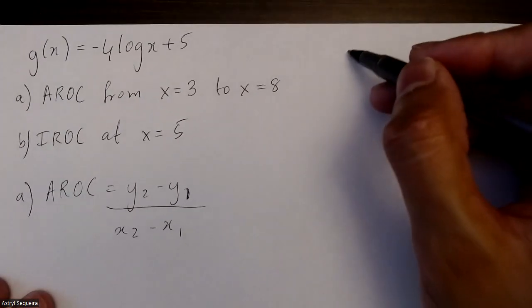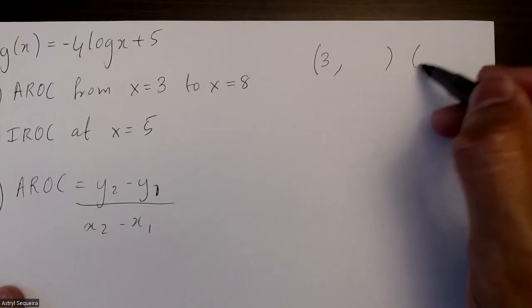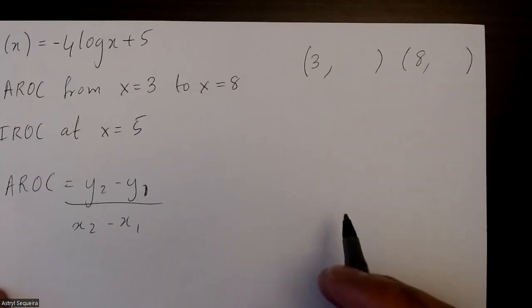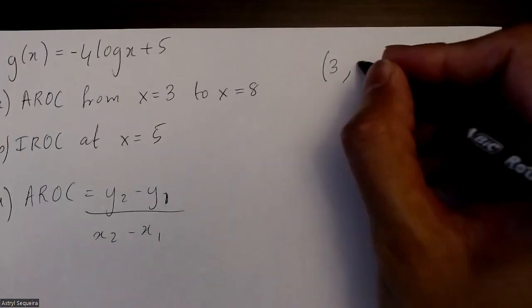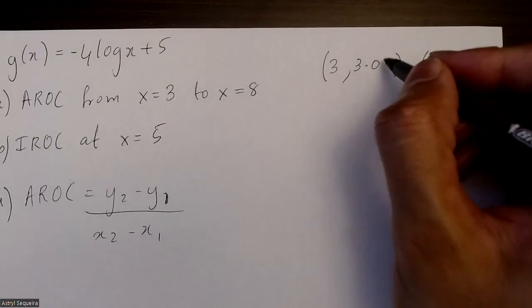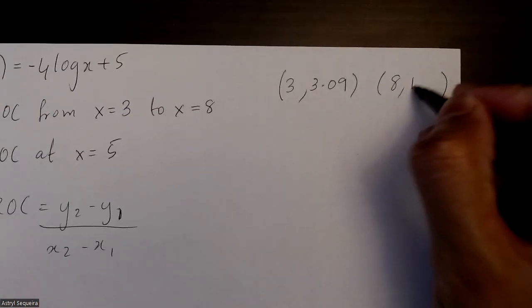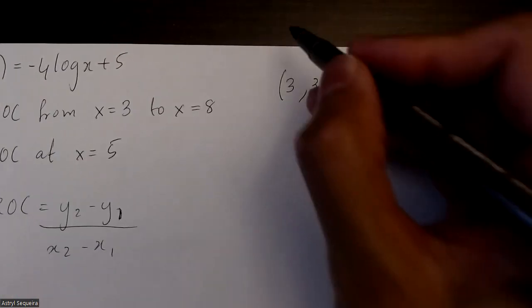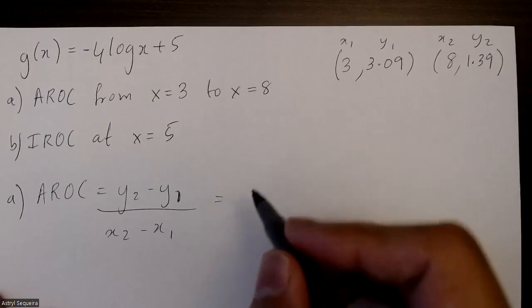I want to come up with my points over here. I know my x values are 3 and 8, so 3 comma something and 8 comma something are my 2 points over here. I'm going to sub in 3 into this equation and see what I get. It's going to give me some kind of decimal value. For 3, I get 3.09. You could take more decimal places if you wanted. I'm just going to leave it at 2 decimal places for now. And for 8, it's 1.39. So this is my x1, y1, x2, y2, and I'm just going to sub it in my equation over here.